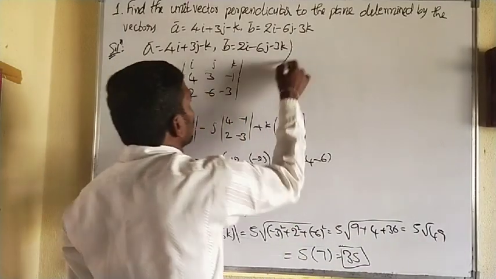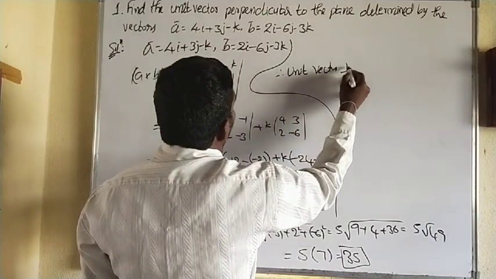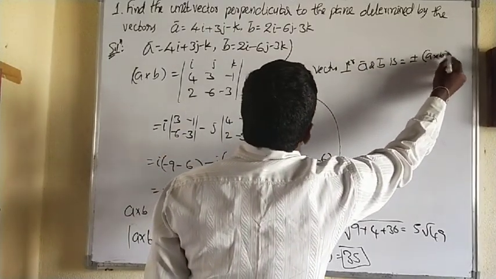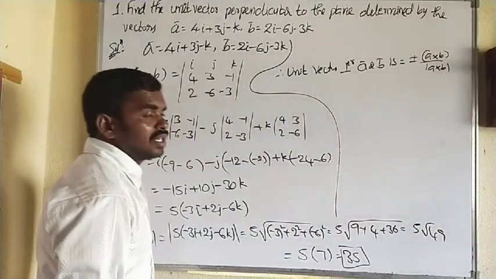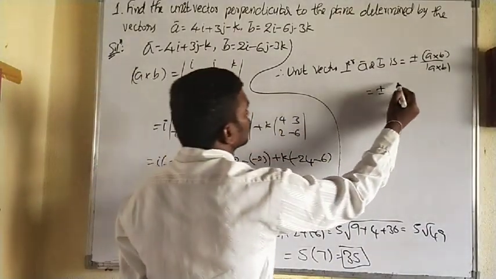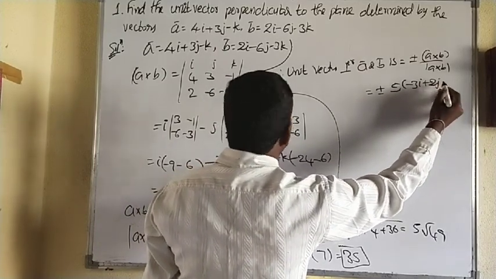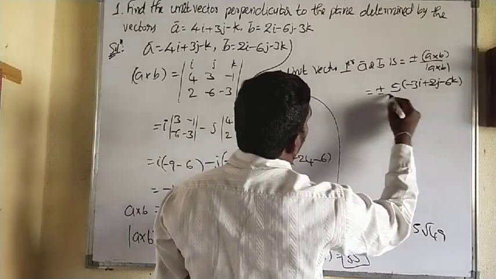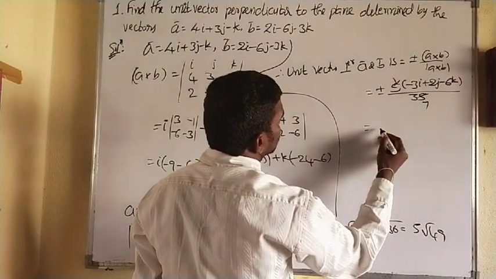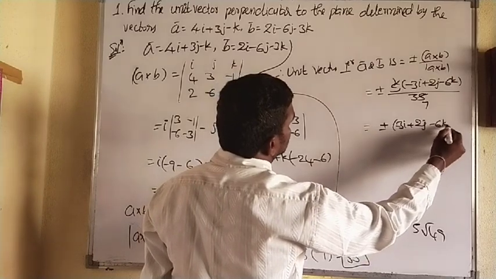Okay. So now write the formula. Therefore, the unit vector perpendicular to A and B is equal to plus or minus A cross B by modulus A cross B. So what is A cross B? A cross B means 5 into minus 3i plus 2j minus 6k by modulus A cross B. What is that? 35. 5 ones are 5, 5 sevens are 35. So it is equal to plus or minus 3i plus 2j minus 6k by 7.